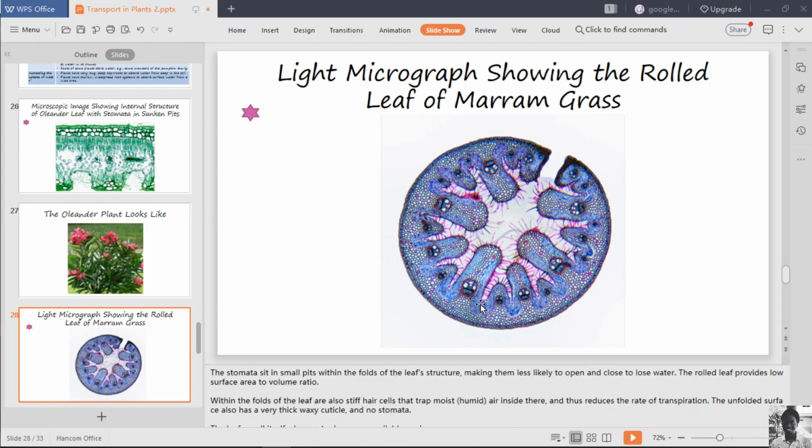Now, if water becomes available again, then the leaf can unfold itself because of osmotic pressure in certain specialized hinge cells at the base of those deep areas. The leaf can unfold itself when water becomes available again.